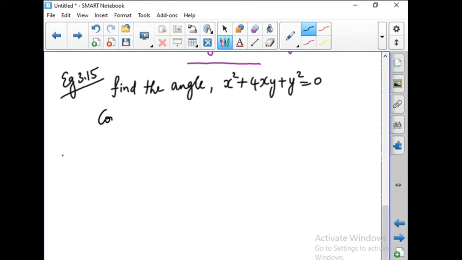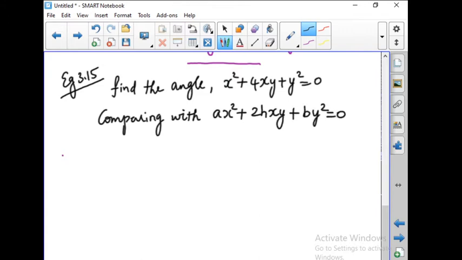So compare this with the general equation, ax square plus 2hxy plus by square is equal to 0. We get a is equal to 1, 2h is equal to 4. இங்க பாரு இந்த 4 வந்து xy ஓட கோஎஃபிஷியன்ட், இங்க xy ஓட கோஎஃபிஷியன்ட் வந்து 2h. அடுத்தது b is equal to 1. So we got what is a, what is b and what is h. Now let us use in the formula.